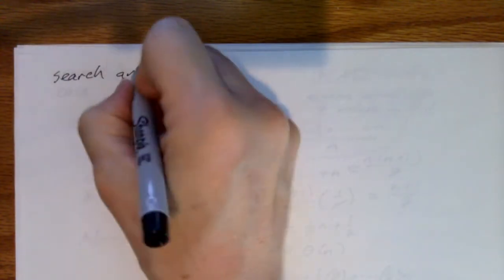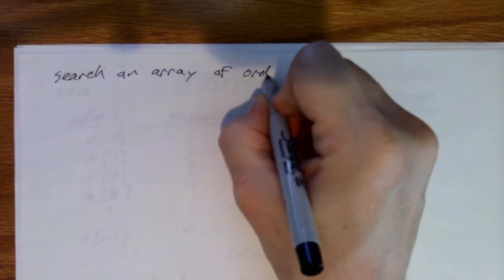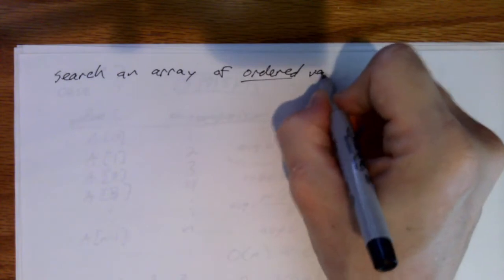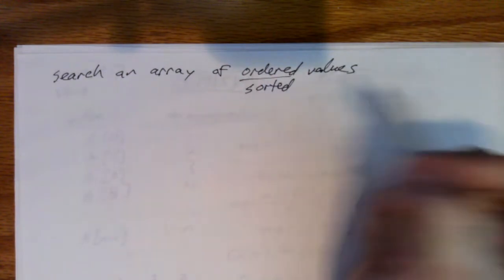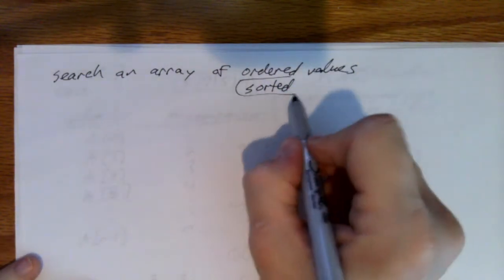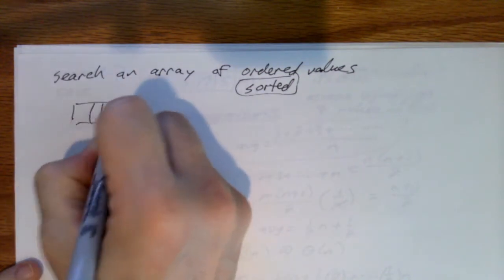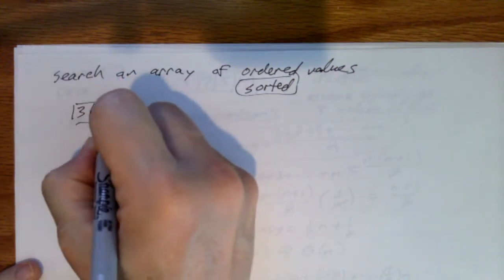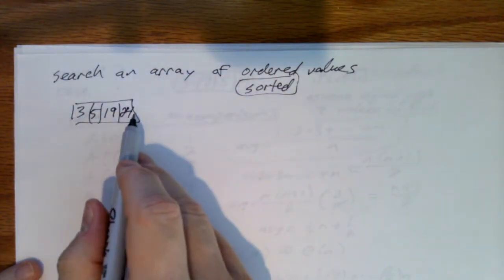Let's change something. So now let's say we want to search an array of ordered values, or sorted. Let's say sorted maybe. They're somehow sorted, okay? So we know, for example, if these were our 4 values, we might have 3, 5, 19, 24. We're going from smallest to largest.